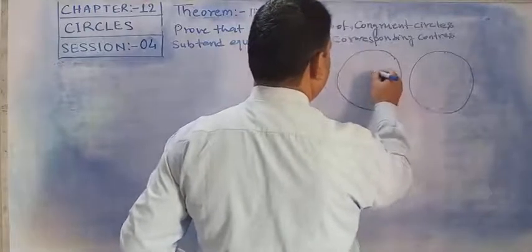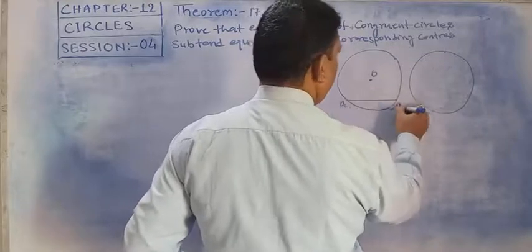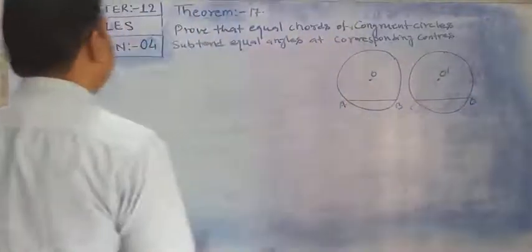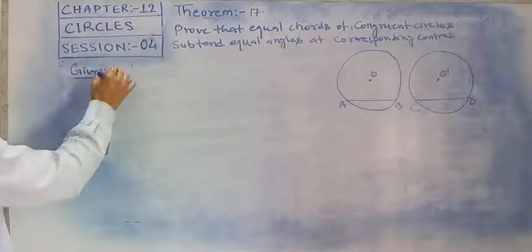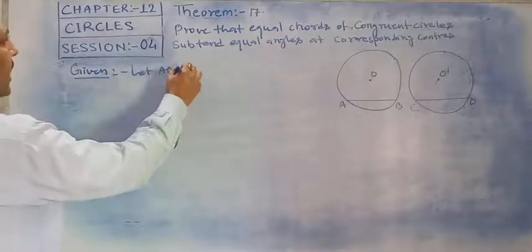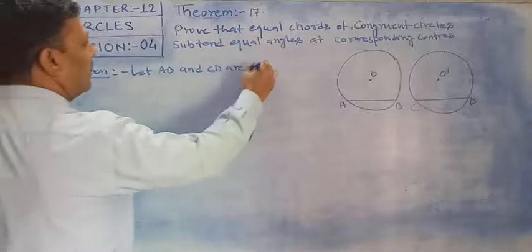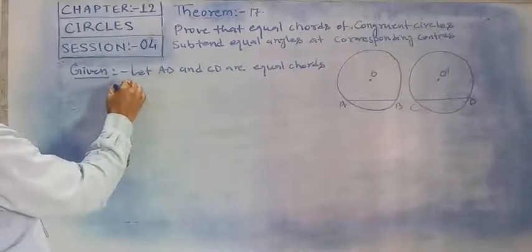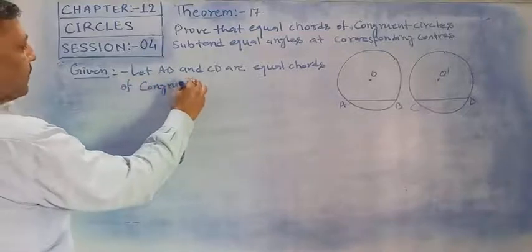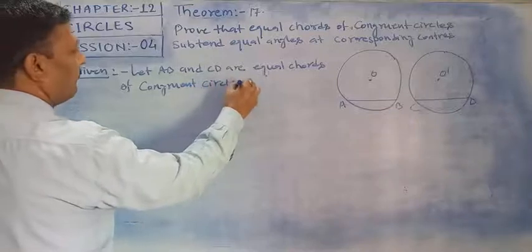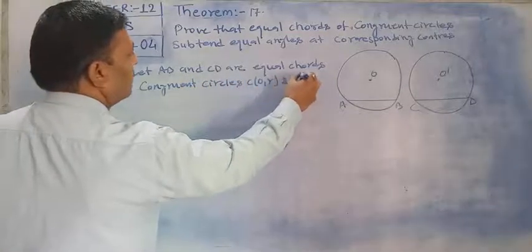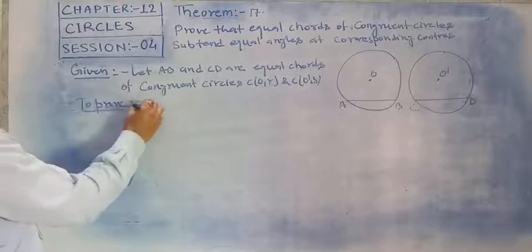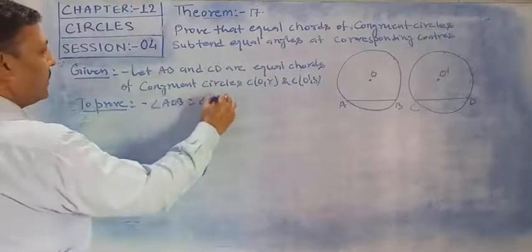These are the two congruent circles. This is the center O. This is the chord AB. This is the chord CD and center O'. So given, let AB and CD be equal chords of congruent circles C(O, R) and C(O', S). We have to prove angle AOB equals angle CO'D.